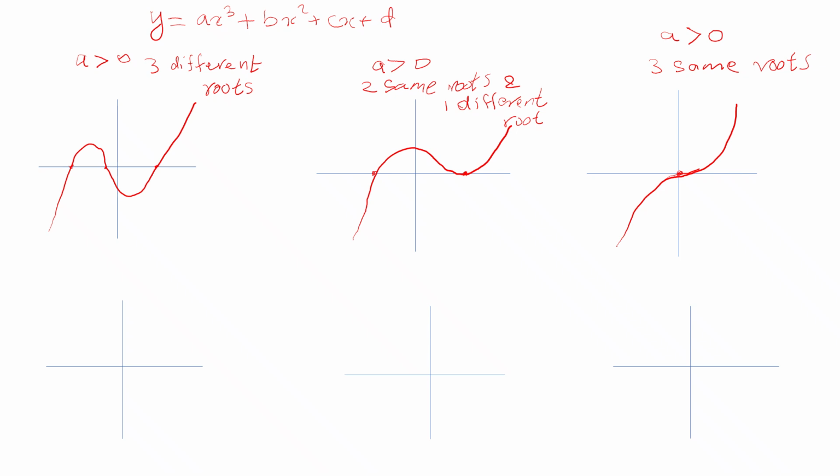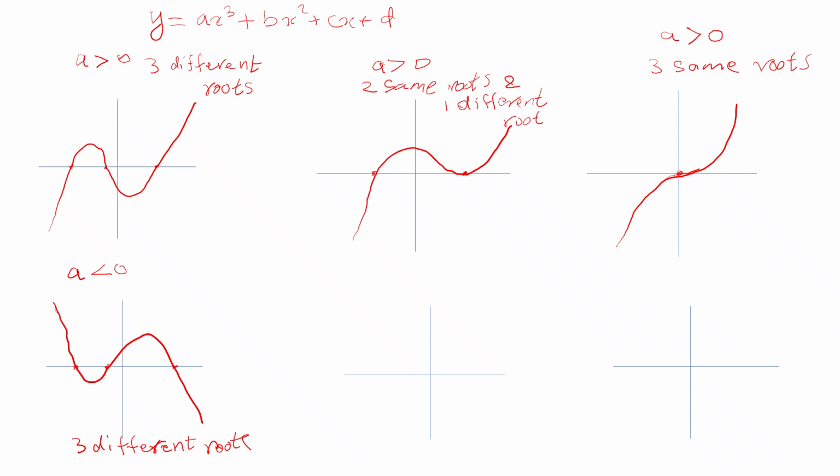Next one, if a is less than 0, 3 different roots. So the graph starts from the top left hand corner. It comes this way. So 3 different roots: 1, 2, 3.